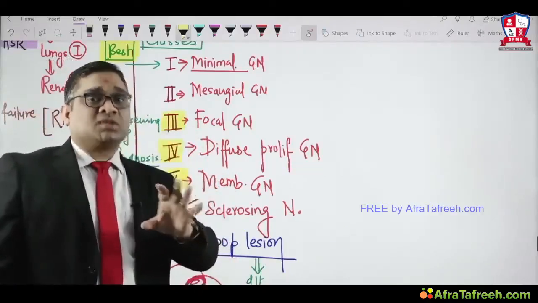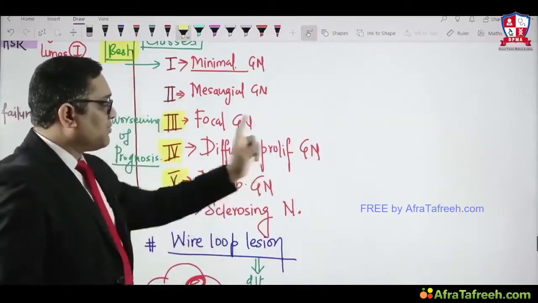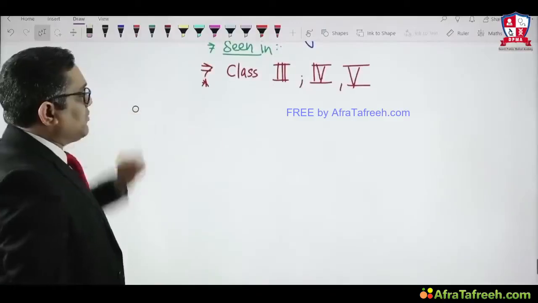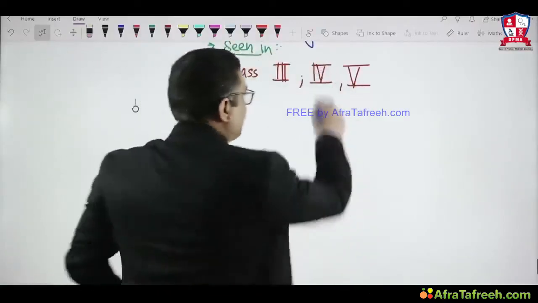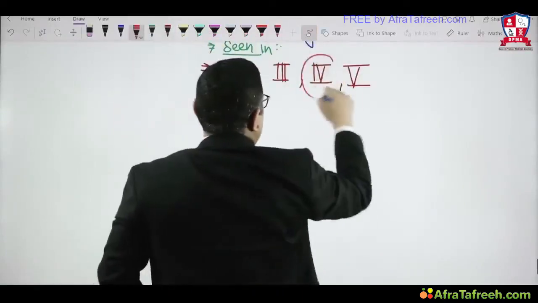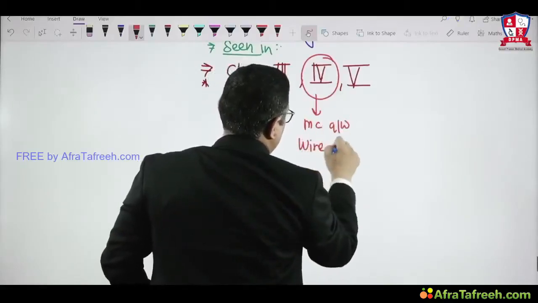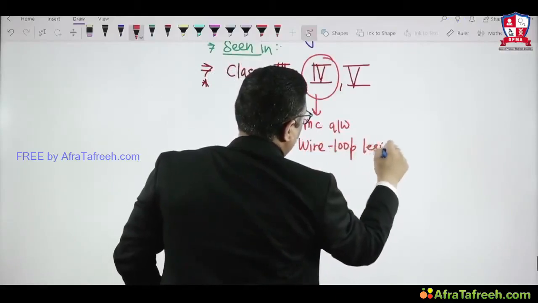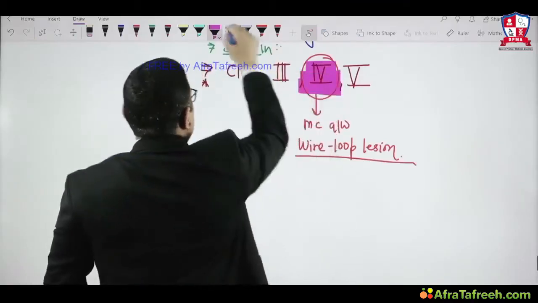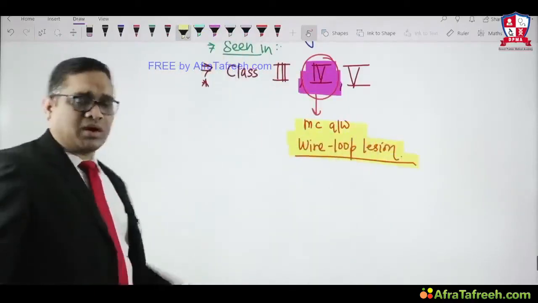But the question in All India was the most common cause of the wire loop lesion. Out of these, the most common cause is type 4, diffuse proliferative glomerulonephritis. So the answer was type 4. Wire loop lesion is seen in all three classes, 3, 4 and 5, but it is most commonly associated with class 4. That is the question in the All India exam, right?